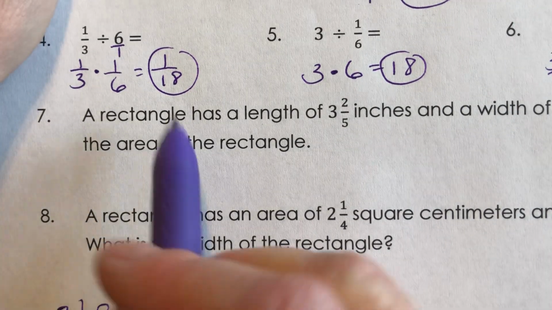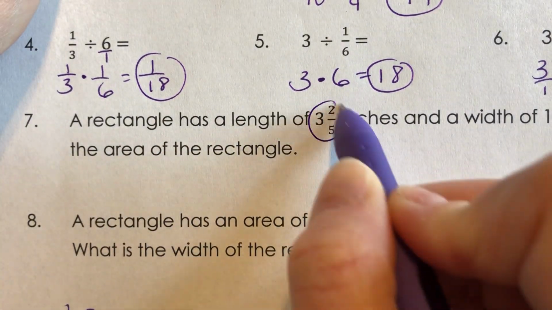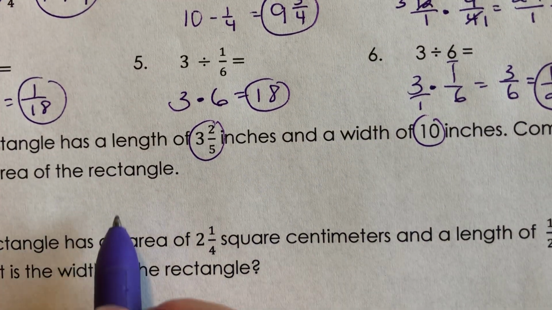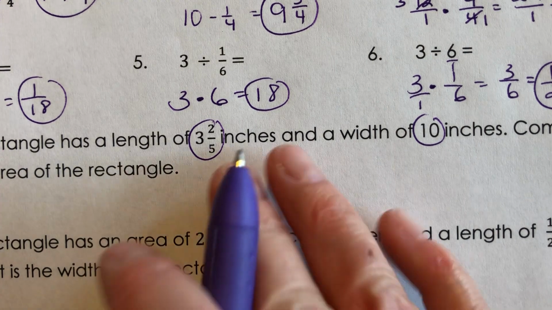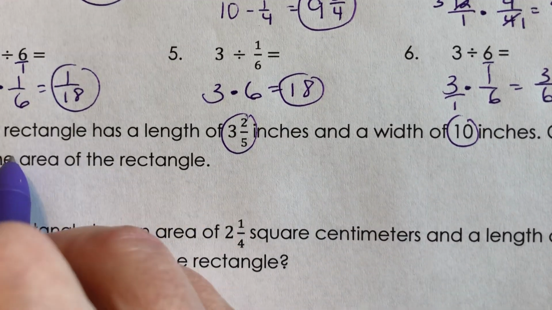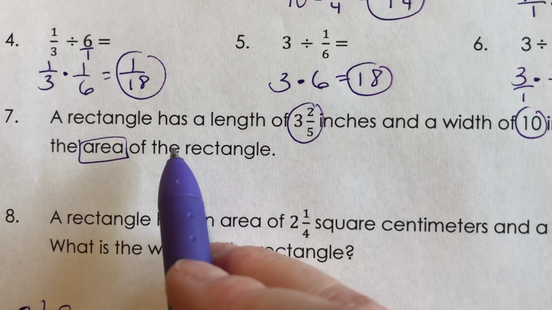All right, number 7. A rectangle has a length of 3 2/5 inches and a width of 10 inches. Compute the area of the rectangle. I use that word compute because you might see it, and it just means solve it, calculate how much it is. So I want you to find the area, and I tell you it's a rectangle.